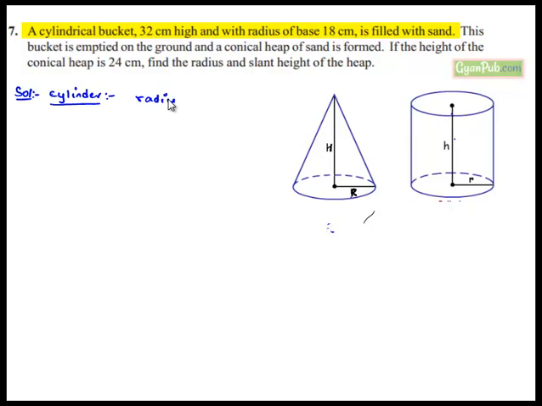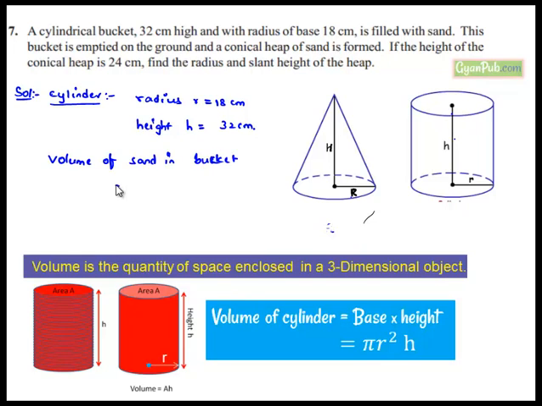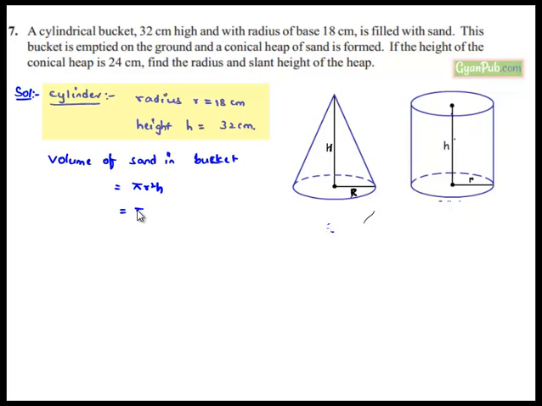Radius small r is given by 18 centimeters, and the height of the cylinder h is given by 32 centimeters. Now the volume of sand in the bucket is equal to pi r square h, which is equal to pi, let it be as it is, and r square h is 18 square into 32 centimeter cube. Let this be as it is.